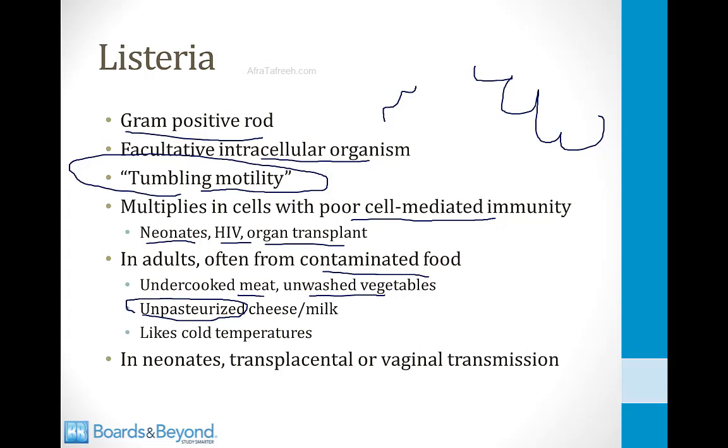So almost all the milk you buy nowadays is pasteurized, and that's why you don't get sick from it, even though it does have a due date on it by which you should use it, because it can only last for so long. So unpasteurized cheese or milk can give people listeria. And this bug likes cold temperatures, and that's one of the ways it's cultured: you put it in cold temperatures and see if it grows.